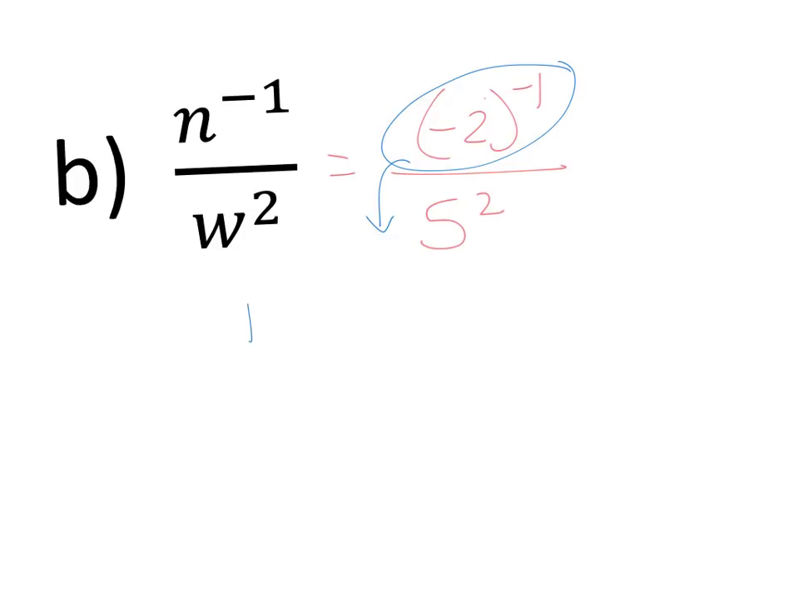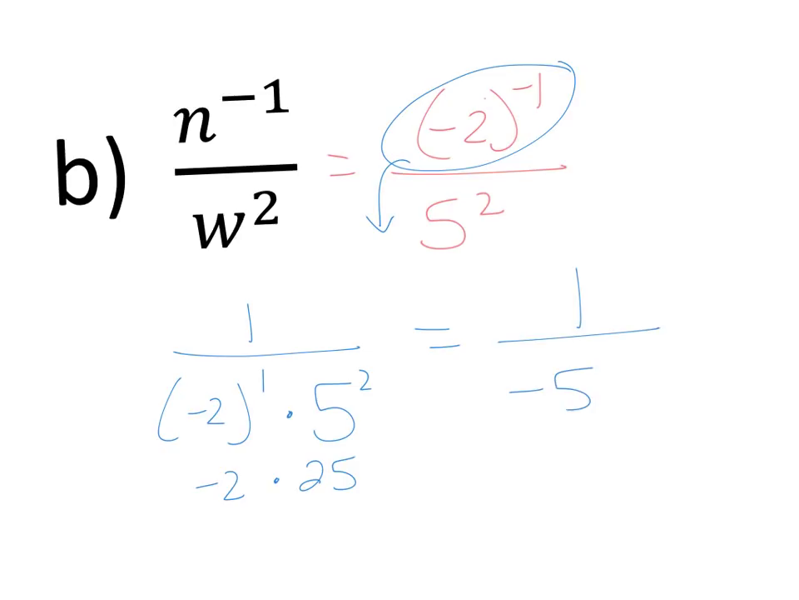So I'm going to have a 1 on top because there's nothing on top. I have negative 2 to the positive 1 now, and then that's kind of like saying 5 squared. So if I think about that, negative 2 to the first power would just be negative 2. 5 squared is 25. So I'm going to end up with an answer 1 over negative 50 because I just multiplied these two together to get the negative 50.